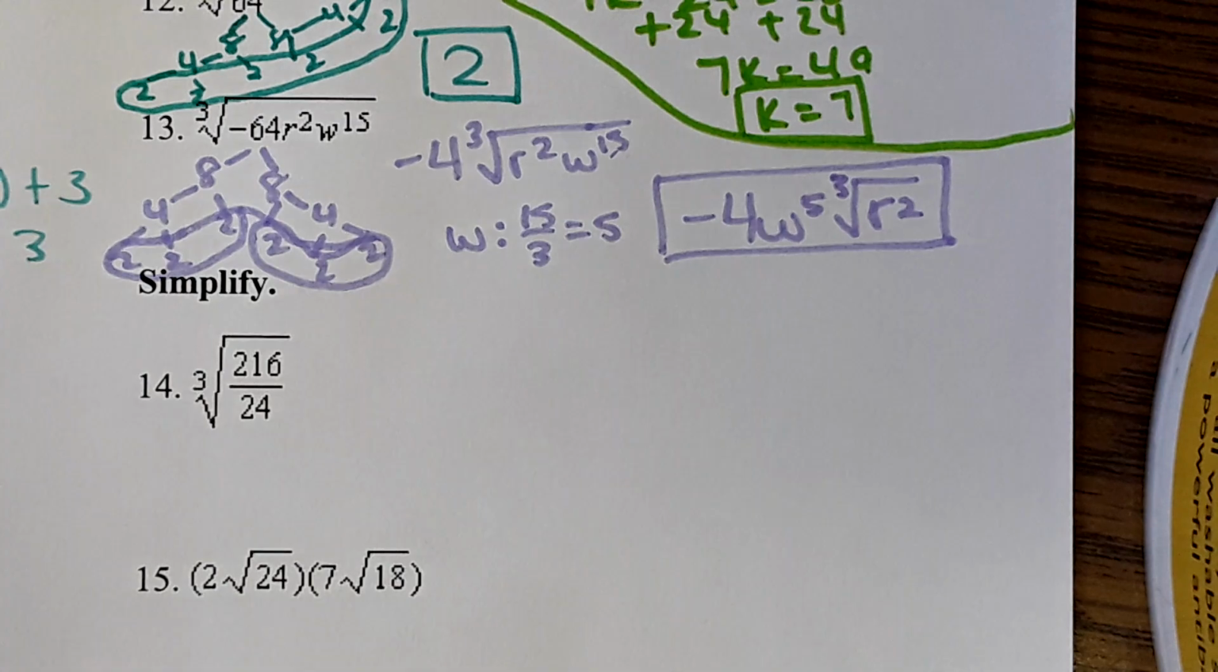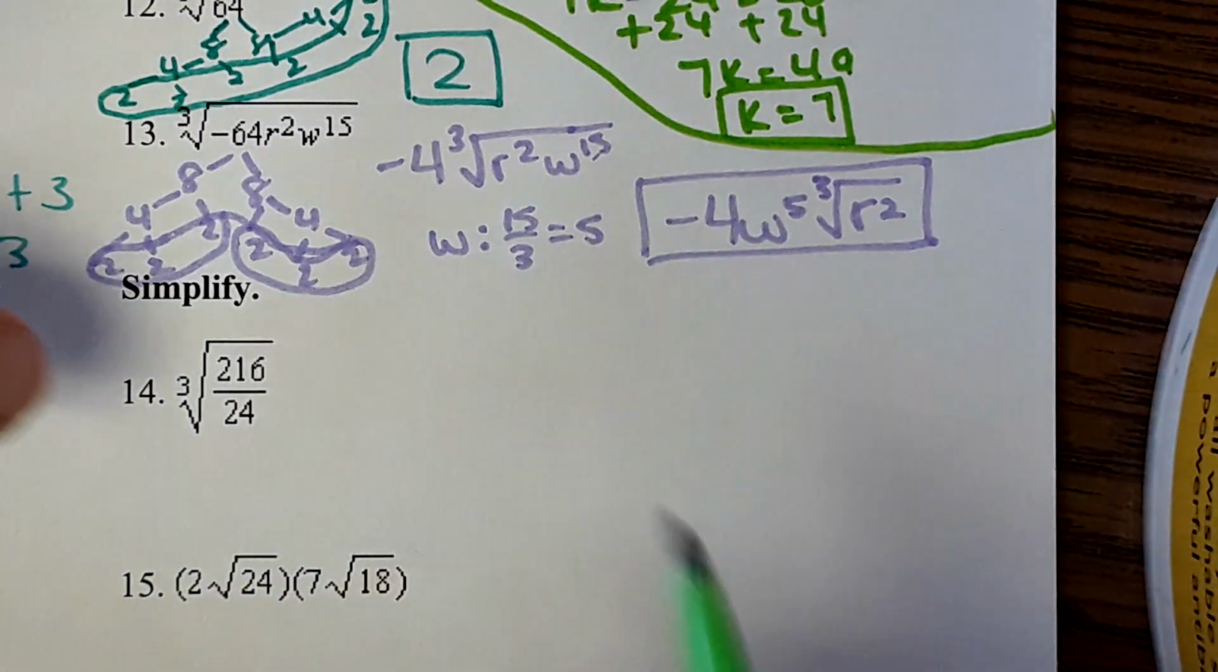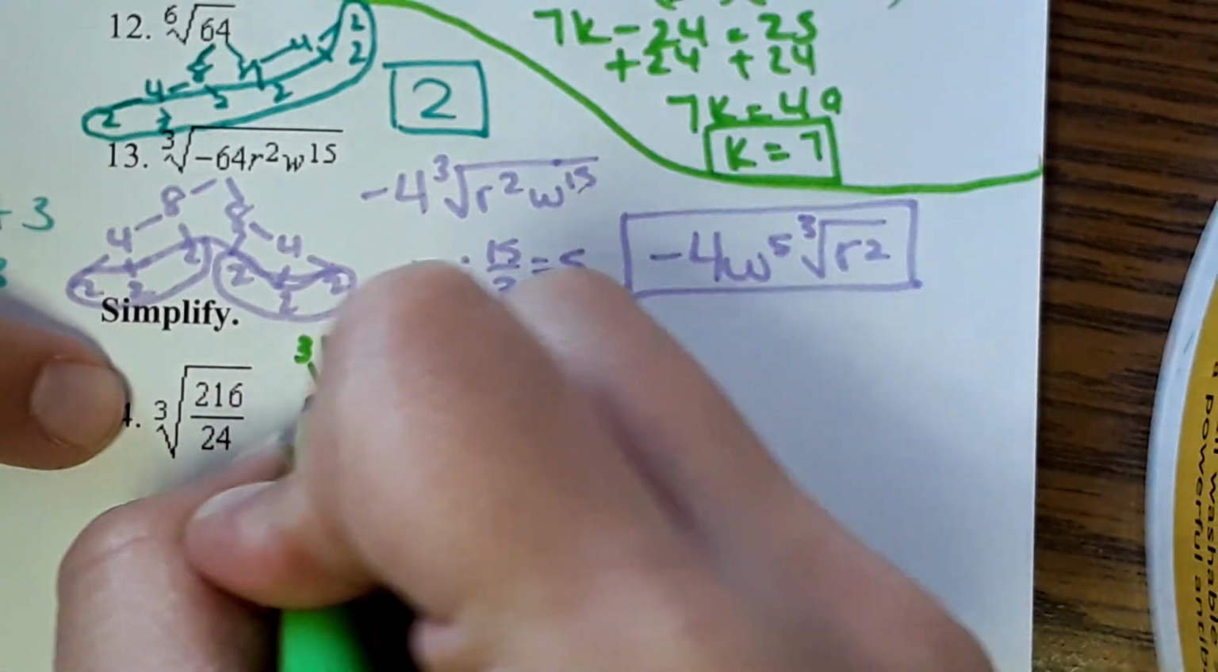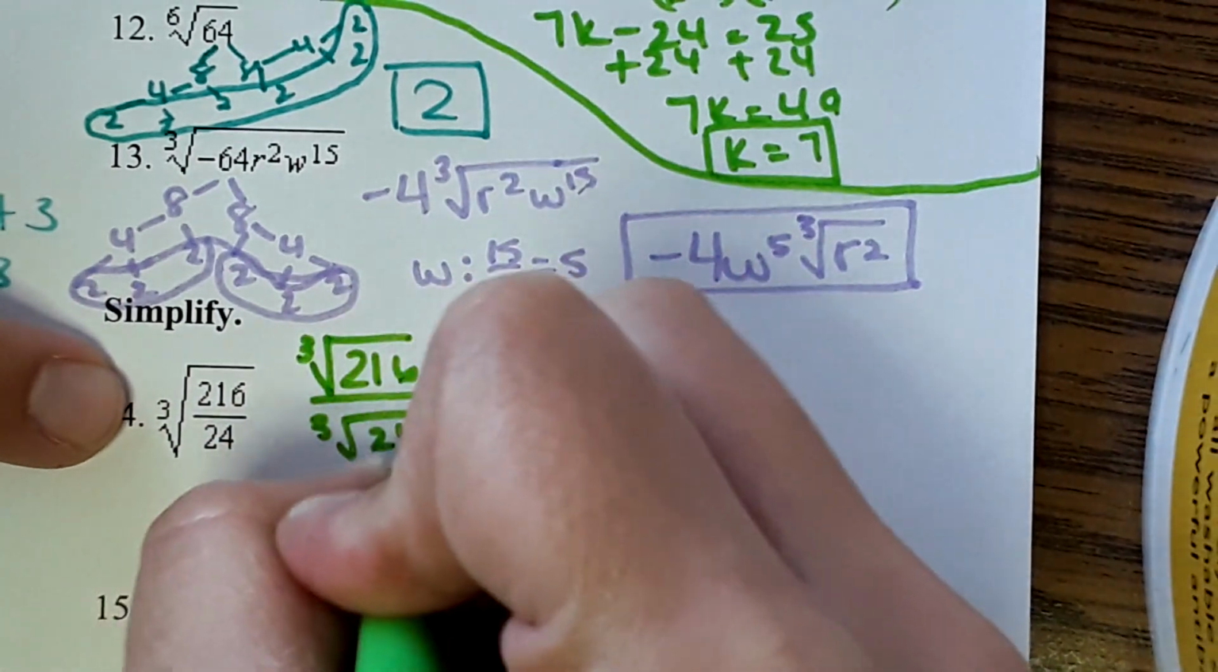Number 14, cubed root, but this time we have a fraction. What we're going to do is just break it up. Cubed root of 216 over cubed root of 24.